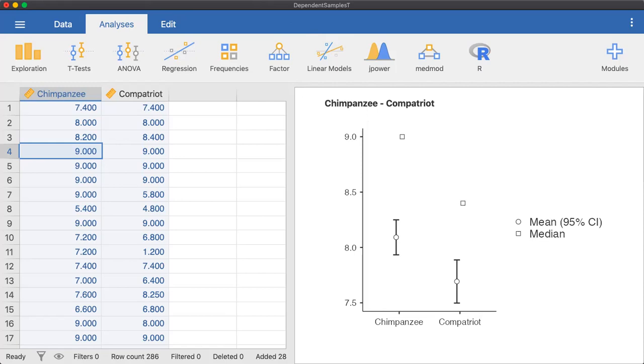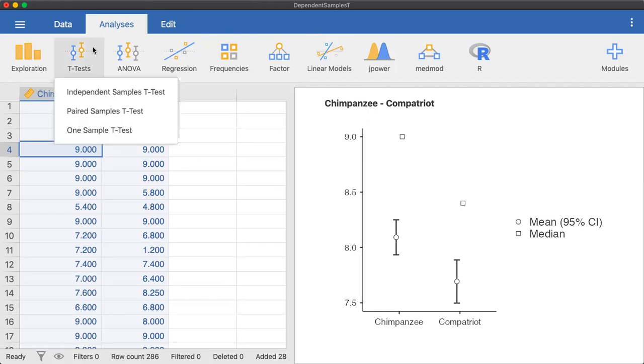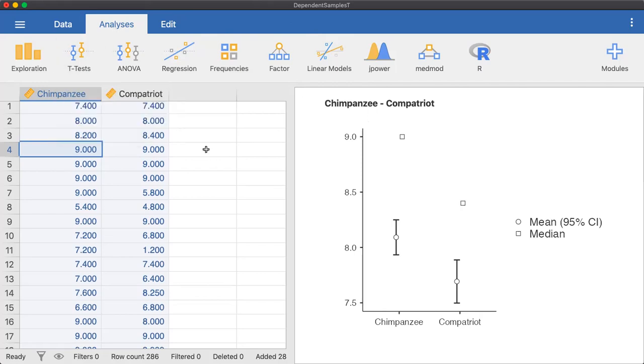Okay, so I'll stop talking now. That's really all I have to say about this. But now you should know roughly how to set up your data for a dependent samples t-test, and then how to run it using analyses, t-test, paired samples t-test in Jamovi. So I hope that helps.